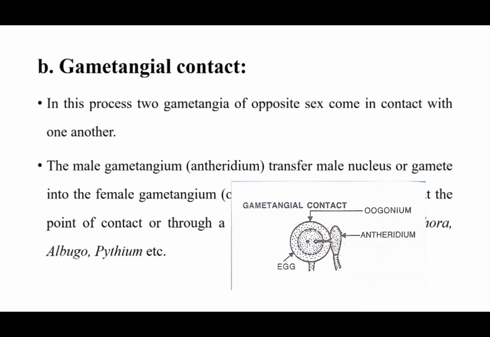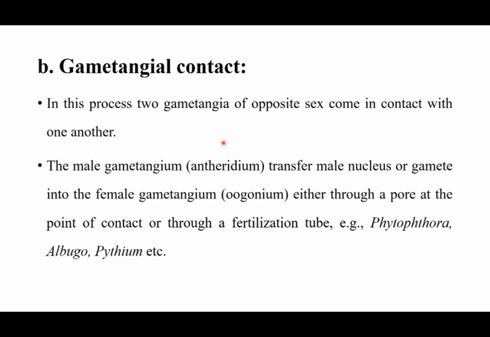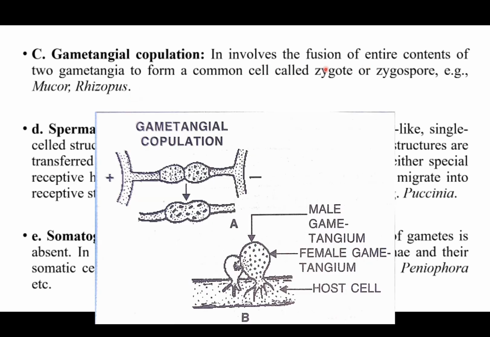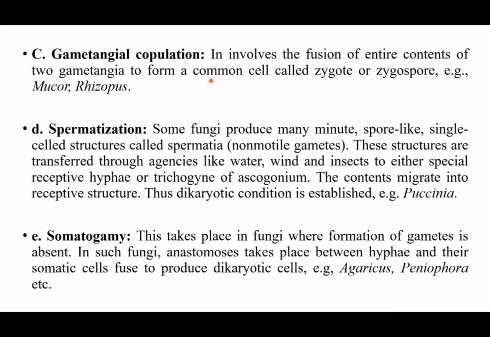Then gametangial contact. It is a process of sexual reproduction. In this process, two gametangia of opposite sex or opposite strain come in contact with one another. Then the male gametangium transfers the male nucleus or gamete into the female gametangium, either through a pore at the point of contact or through a fertilization tube. For example, Phytophthora, Albugo and Pythium. Then gametangial copulation. It involves fusion of the entire content of gametangia to form a common cell called zygote or zygospore, as seen in the case of Mucor and Rhizopus.